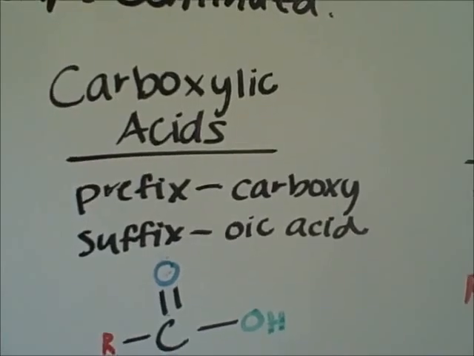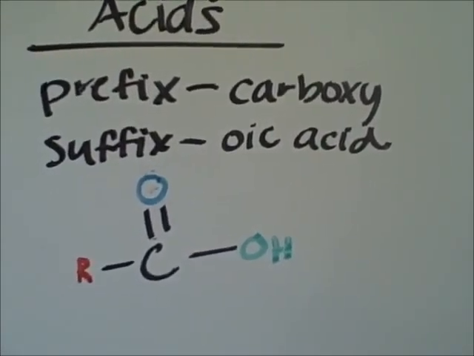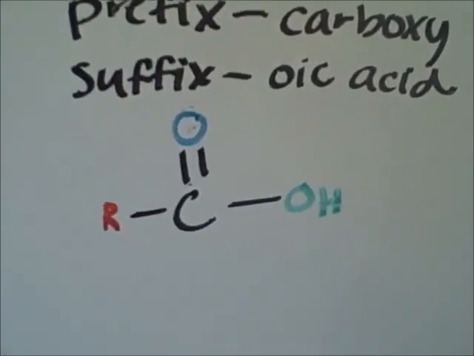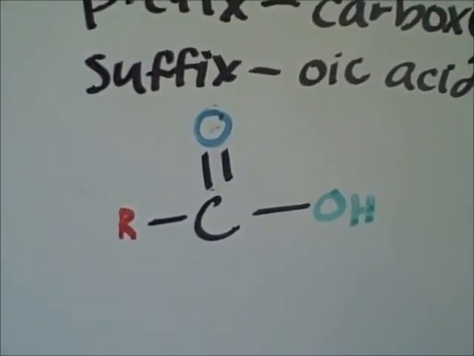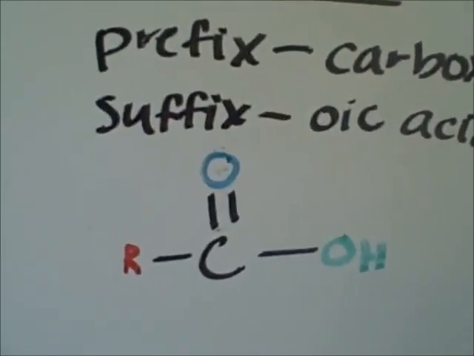Over here we have the carboxylic acids. The prefix is carboxy, and the suffix is oic acid. So you have an OH off of one side of the C, a double bond O, and an R, which is probably another carbon atom off the side.